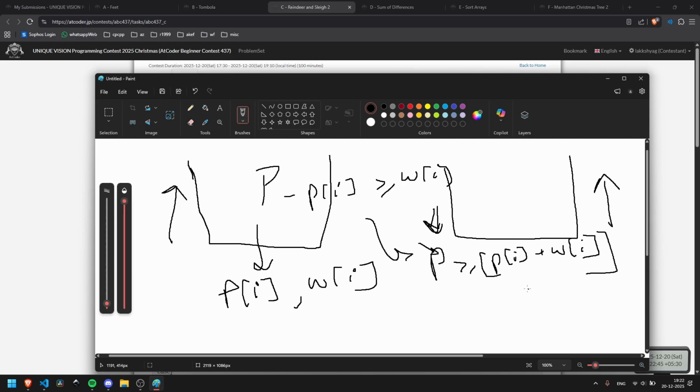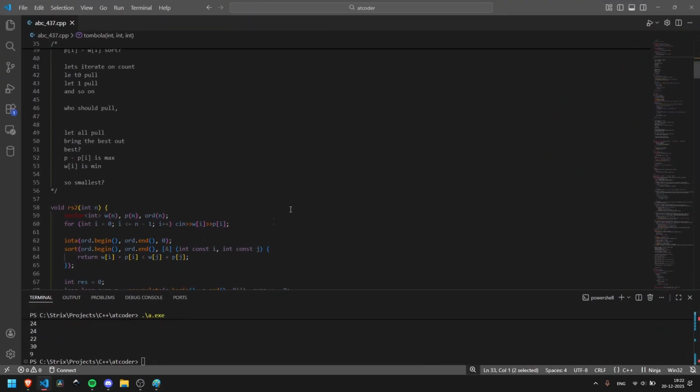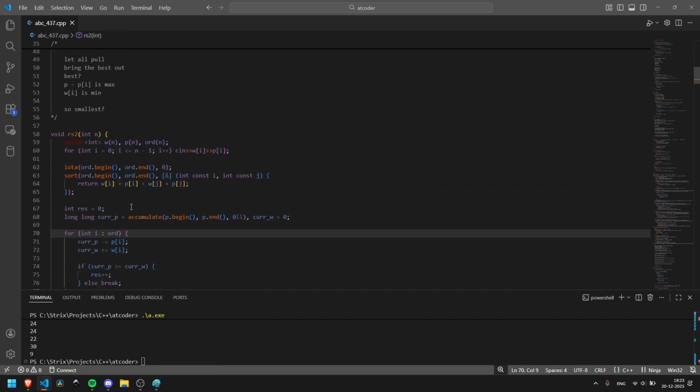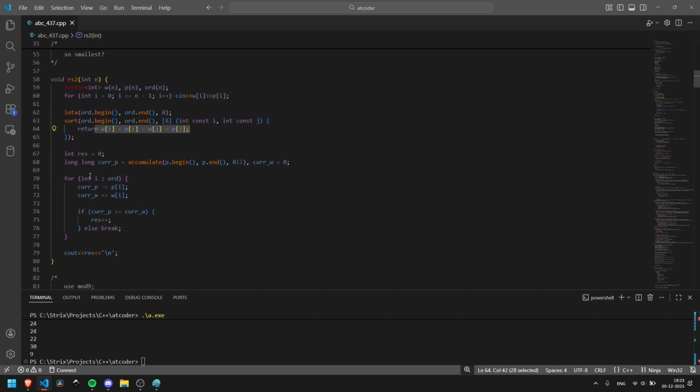So we basically use this as a key and sort, and we try to take as many as possible. So this was the implementation. Basically, you sort the indices based on Wi plus Pi in increasing order. You get the current total pulling power and the current total weight. And then for every I, we first remove it from the pulling power, add it to the weight, and if it's valid, we increment the result, else we break.